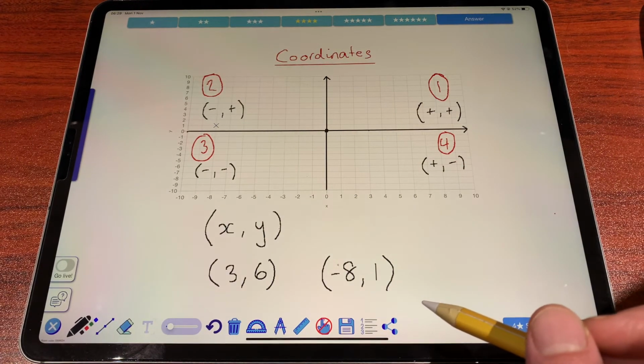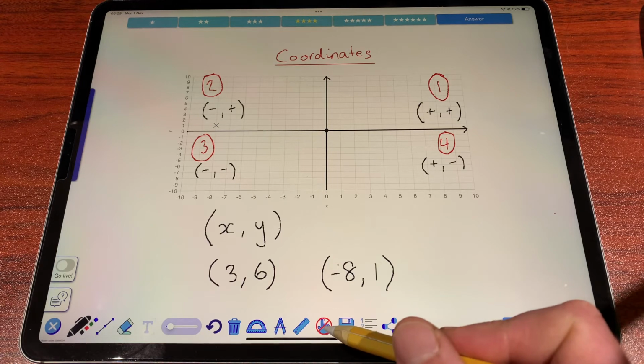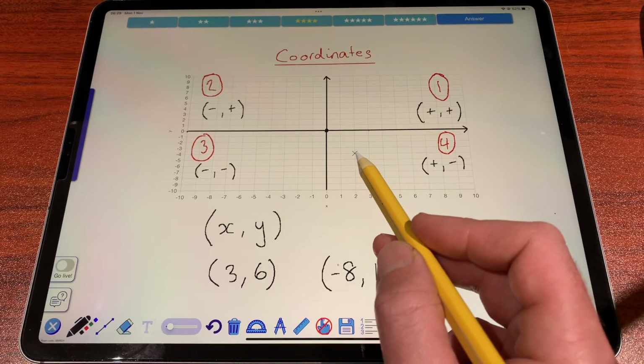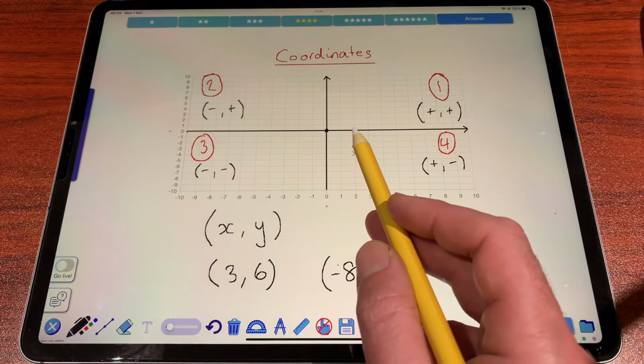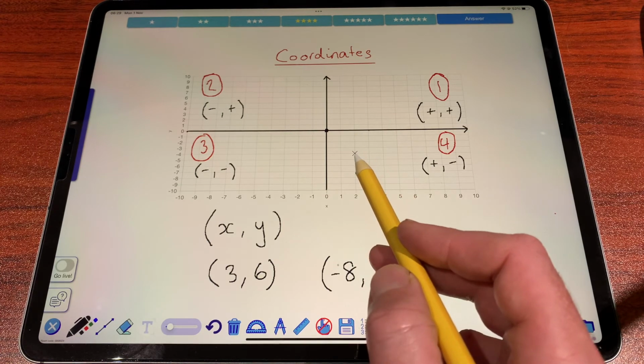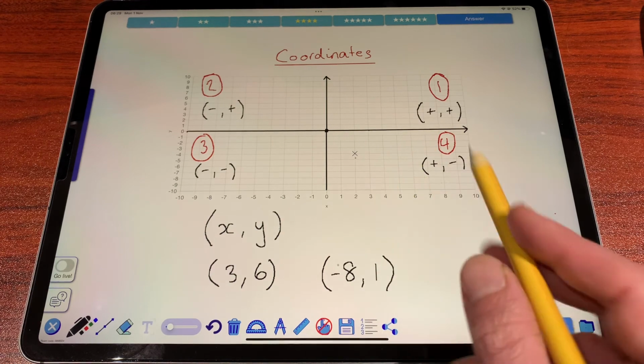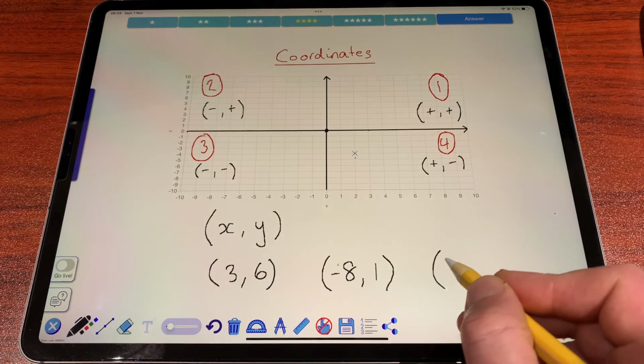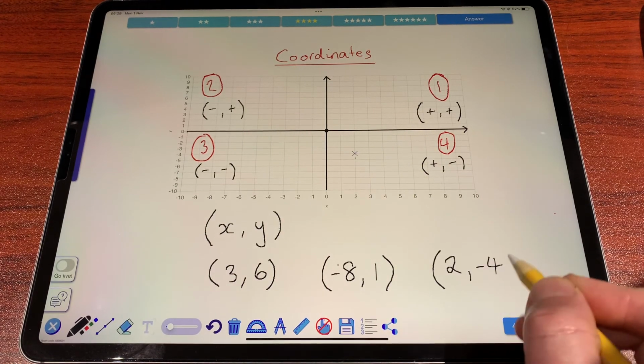Let's have a look at one final example. With this point, it's 2 to the right, so 2 on my x-axis and 4 down. So the coordinate of this point is 2, -4.